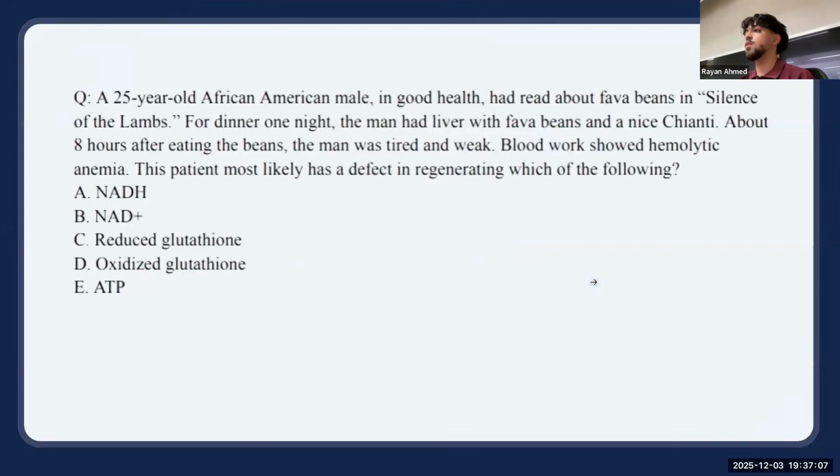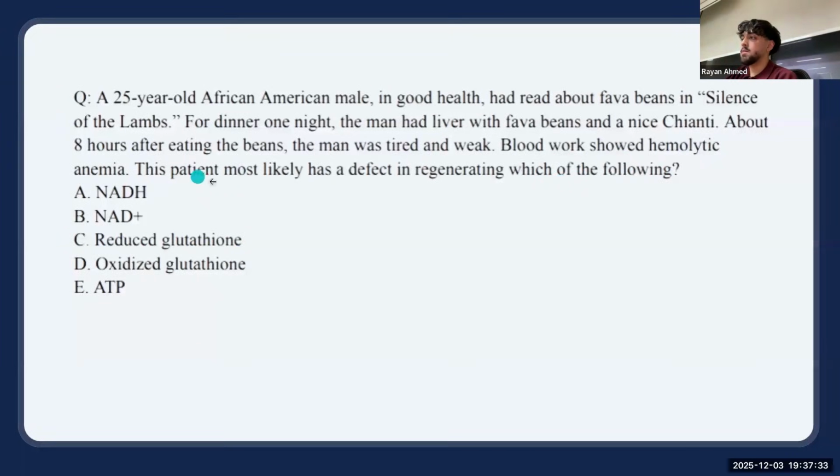We have a 25-year-old African-American male in good health who had read about fava beans in Silence of the Lambs. For dinner one night, the man had liver with fava beans. Okay, you answered it already. It is C. Good work. I don't even need to explain it because you got it right. Yeah, reduced glutathione. If you need me to explain it, I can explain it as well.